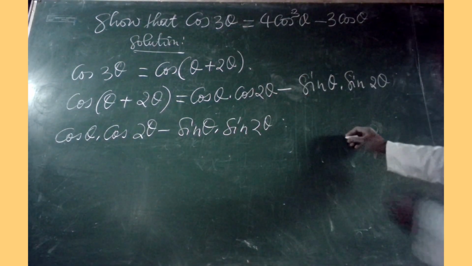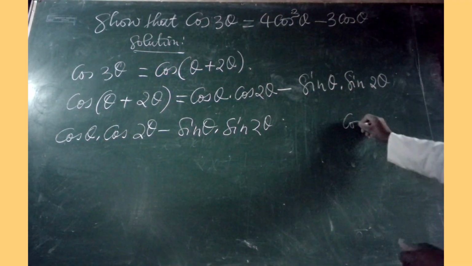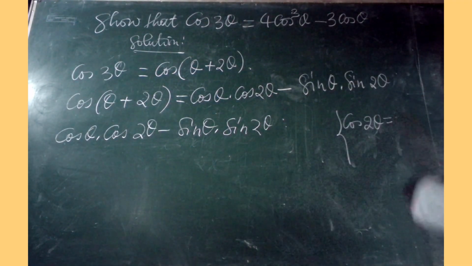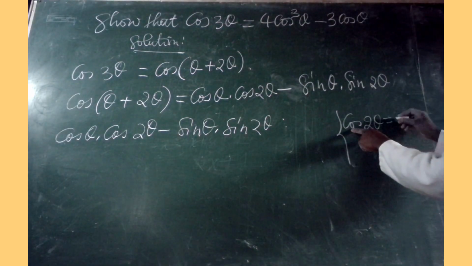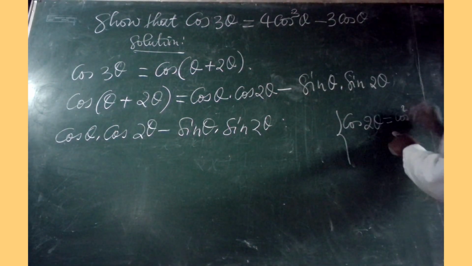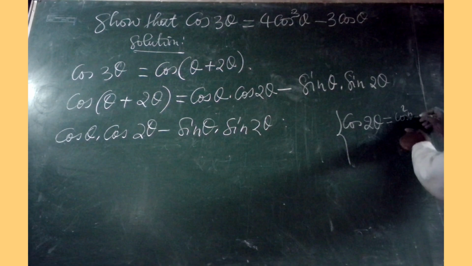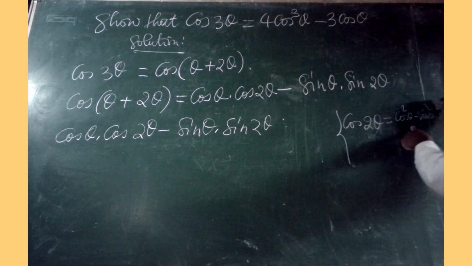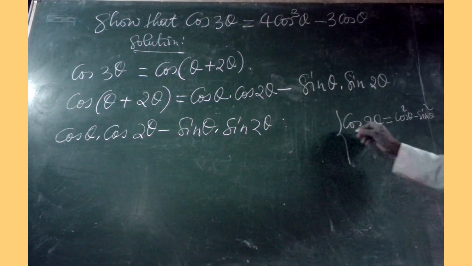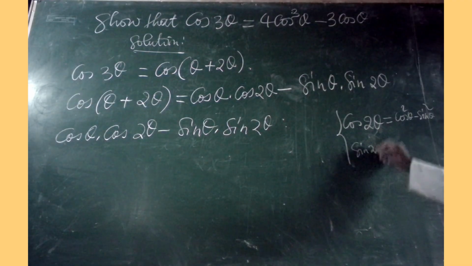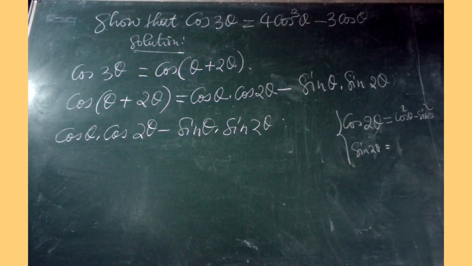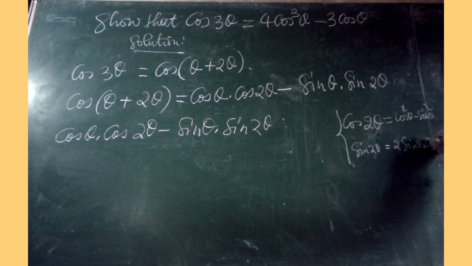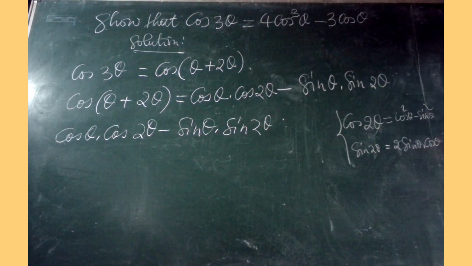You have to remember when we have cosine of 2 theta, it should be equal to cosine square theta minus sine square theta. Also, when we have sine of 2 theta, it should be equal to 2 sine theta times cosine theta.